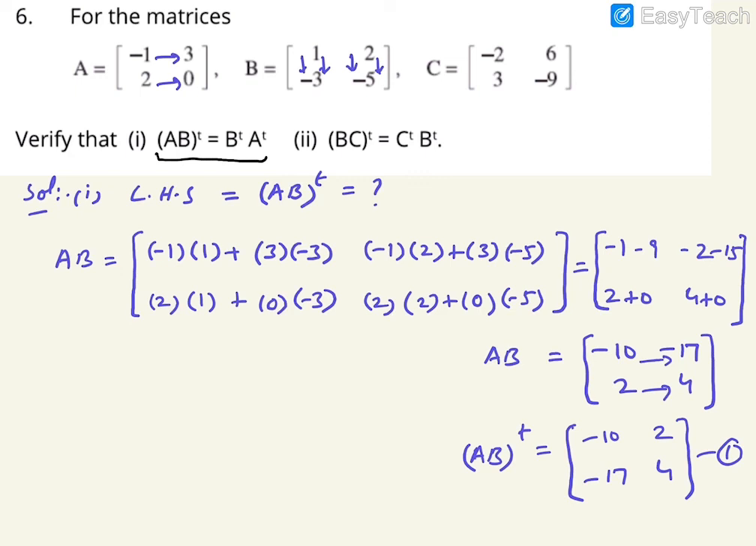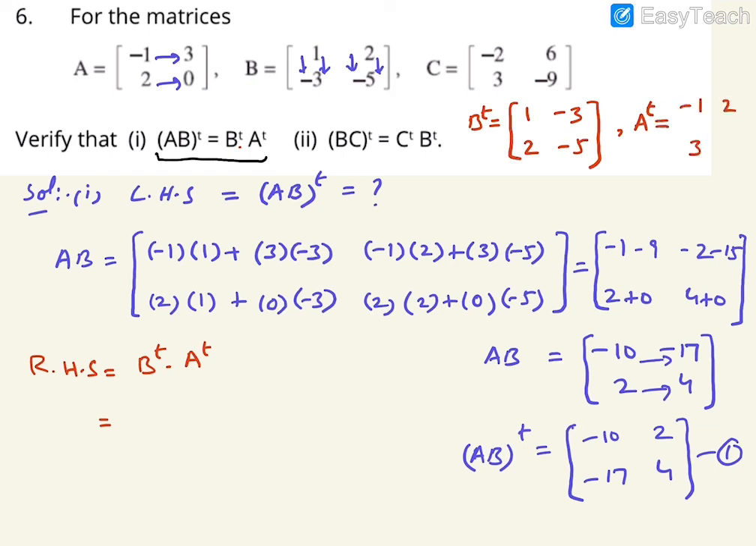Now we need to multiply B transpose into A transpose. So on the right hand side, we need to find B transpose into A transpose. So what will it be? First, what is B? B is this one. What will be B transpose? B transpose will be equal to 1, 2, minus 3 and minus 5, interchanging rows into columns. Similarly, what will be A transpose? A transpose will be equal to minus 1 and 3 and 2, 0.